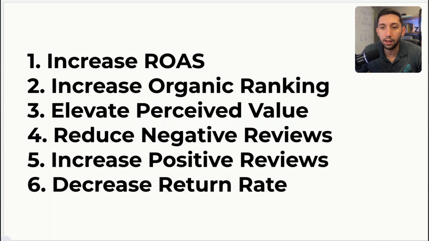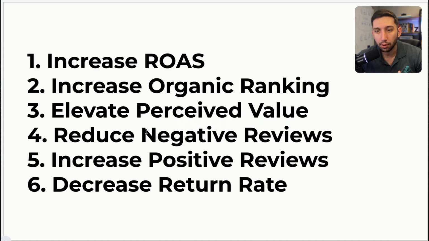So recapping here, what all of these have in common is they all help you grow and they all help you become more profitable on Amazon. Think about it. Increase your ROAS, more profitable. Increase your organic ranking. It helps dilute the amount of sales that come from advertising, makes you more profitable. Elevating your perceived value helps you sell more, but also helps you raise your price and sell more at the same time. Again, that's a profitability metric.